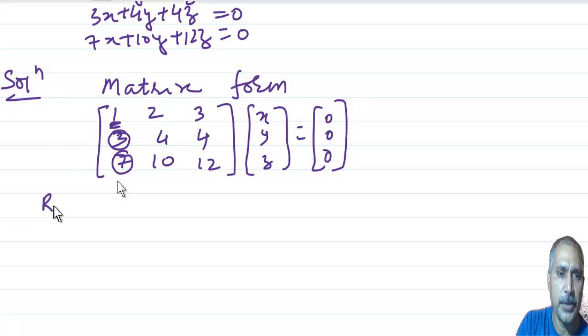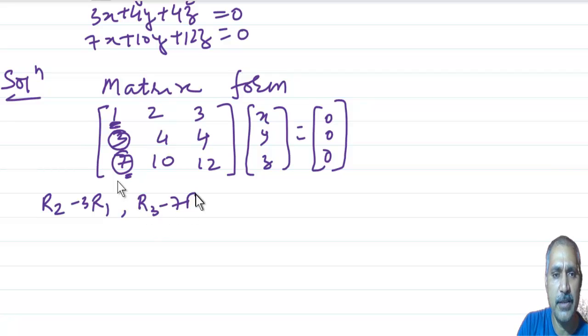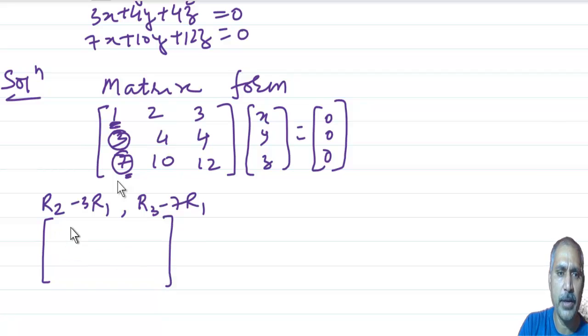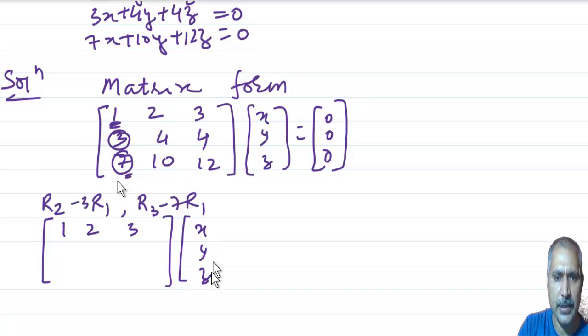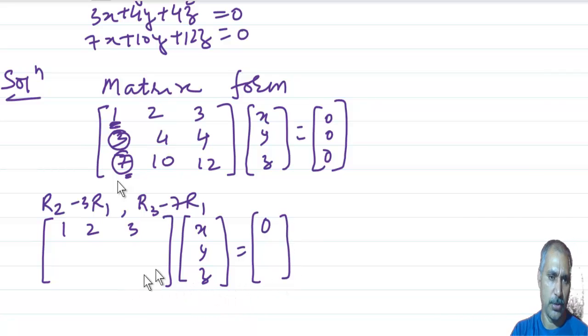So the operation is going to be R2 minus 3 times R1, and the second operation, to make this 7 as 0, will be R3 minus 7 times R1. We will be doing the operation on rows 2 and 3. So row 1 will remain as it is, that is 1, 2, 3. Here we can take x, y and z. The right side terms are 0, 0, 0, so it will remain 0 for the first row also.